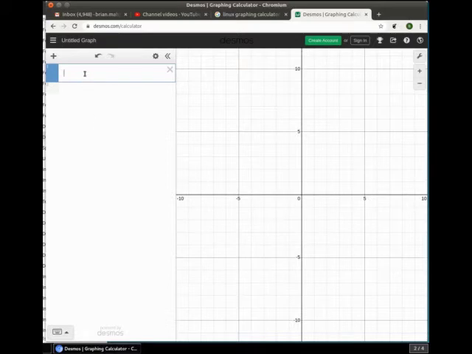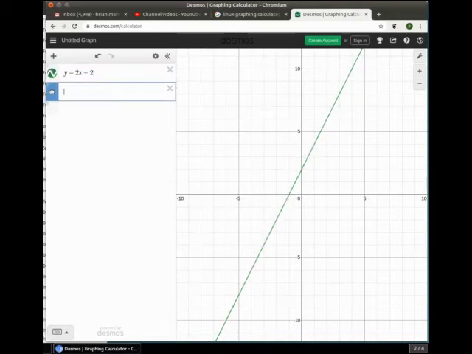So here, this is the Desmos graphing calculator. I'm going to show you how to use it. It's not too hard. I'm going to type in y equals 2x plus 2. It's going to give me a line. The line is going to look just like this. Pretty darn easy.